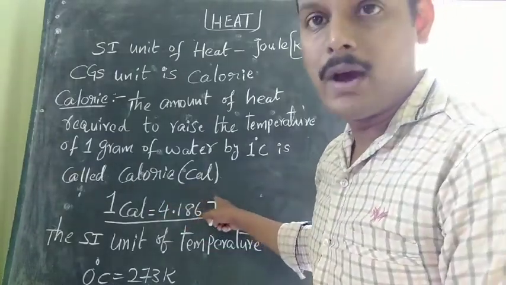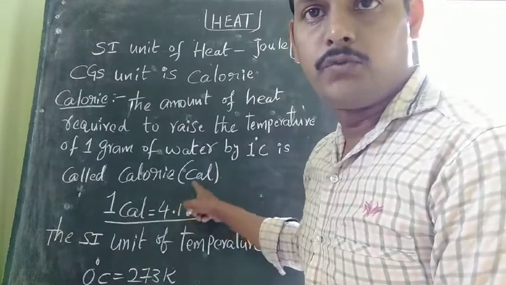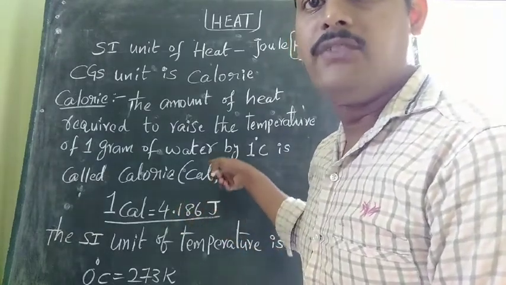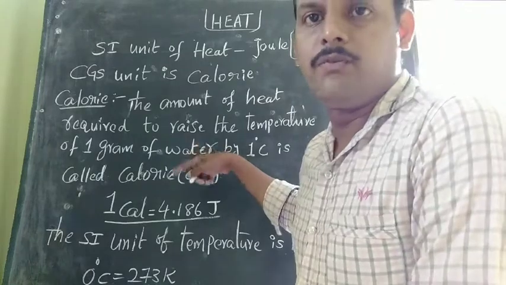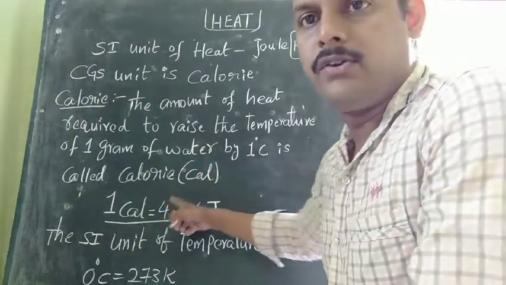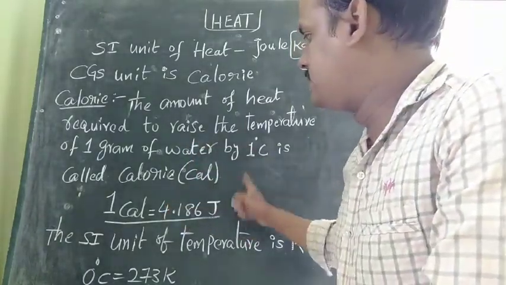It is 4.186 joules. 1 calorie is equal to 4.186 joules. It's a defined value. It has been found experimentally. So you can write 1 calorie is equal to 4.186 joules.